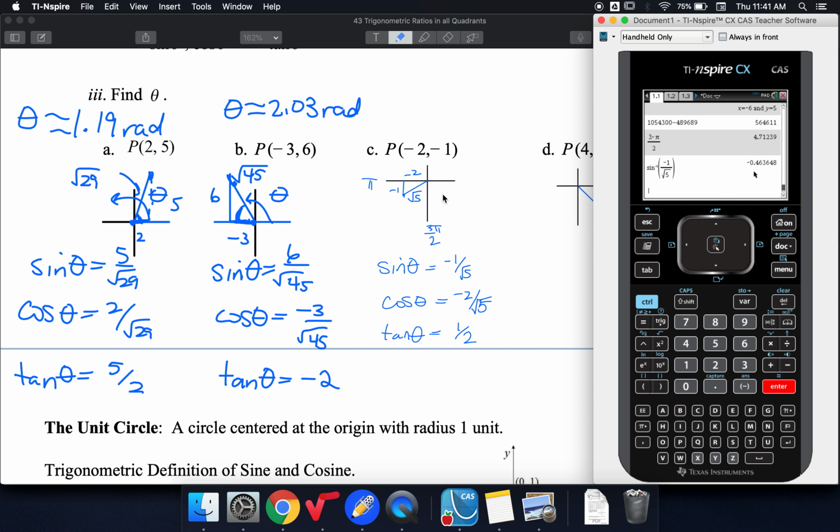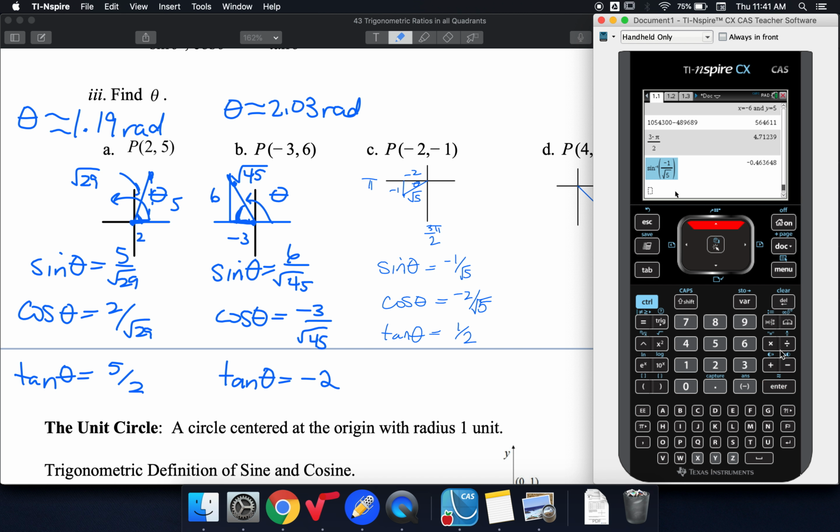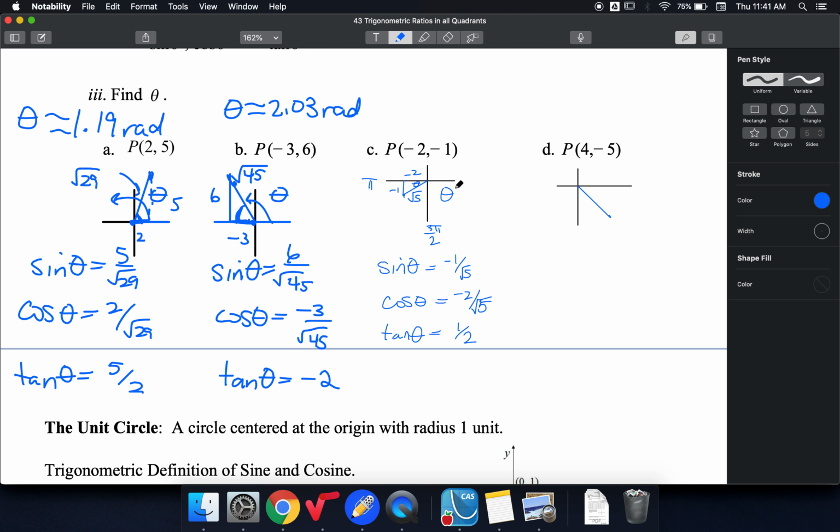So let's go back to our idea about our reference angle. Our reference angle, we always say, is a positive acute angle between our terminal side and the nearest x-axis. So if I go back and just think about doing the inverse sine with the positive ratio, I get the positive angle, so that's my reference angle. So theta prime, or my reference angle, is 0.46 radians. So I know the theta that I want is going to be pi plus theta prime, because it's all of pi plus that reference angle.